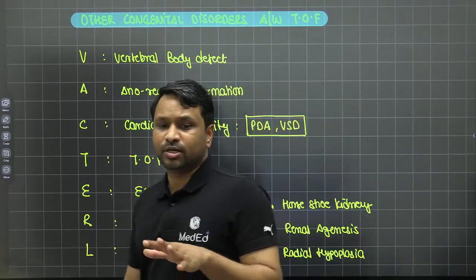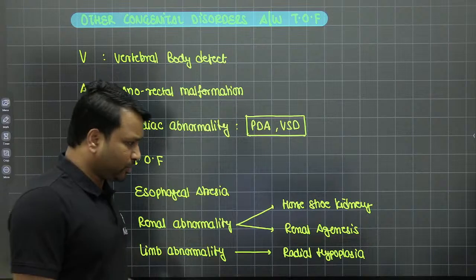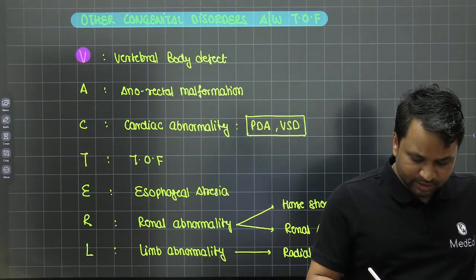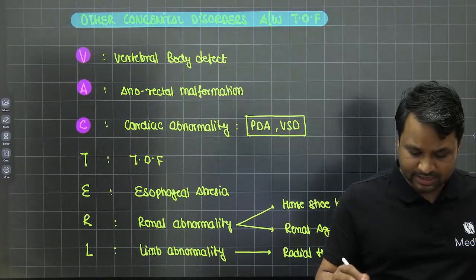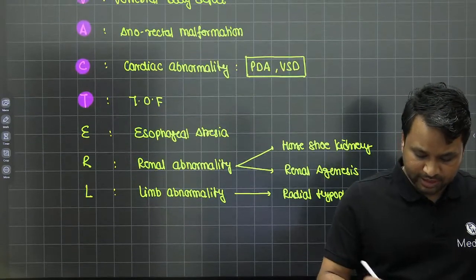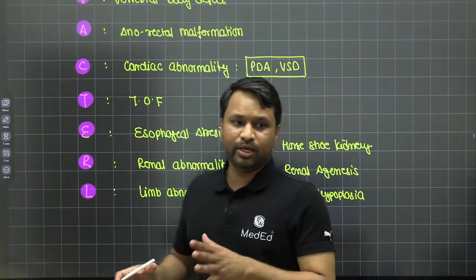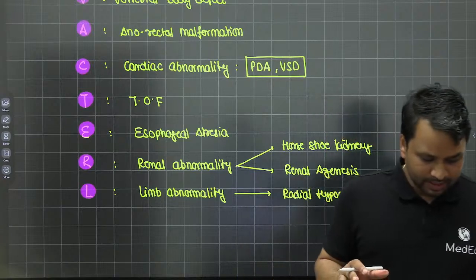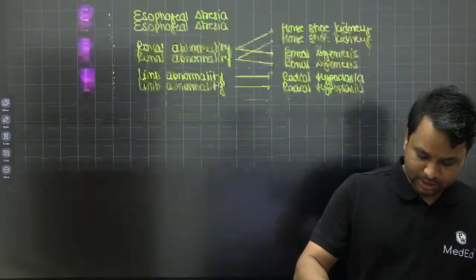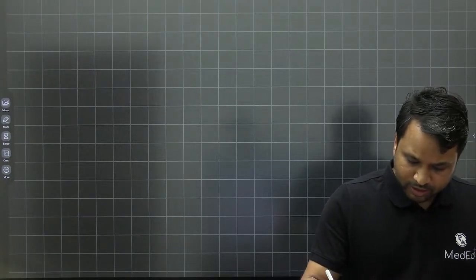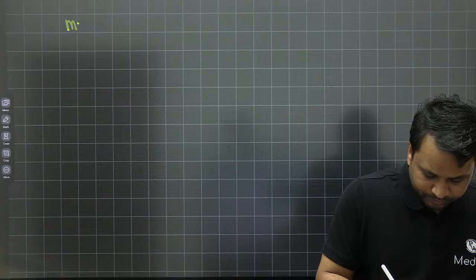So the other congenital disorders commonly associated with tracheoesophageal fistula can be remembered by a small mnemonic called VACTRL. V stands for vertebral body defect, A is anorectal malformation, C is cardiovascular abnormalities, T is tracheoesophageal fistula, E is esophageal atresia, R is renal abnormalities, and L is limb abnormalities, right? Now I know the baby is associated with these conditions, and we have to look at management. When you talk about the management of tracheoesophageal fistula, for every management we have to define the goal: why are you performing a surgery, or what are you planning to do.